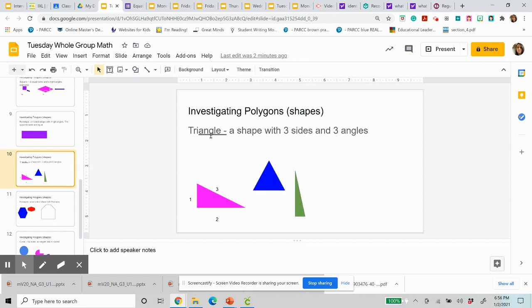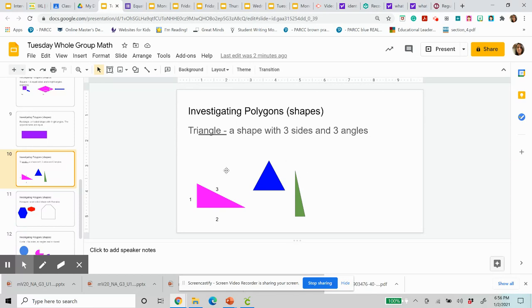Triangle. Look at the word angles in there. Tri, like tricycle, and that's why I did that. It's a three-sided shape. There's three sides and three angles. Now, this is just a basic triangle, again, that you've been seeing for a few years now.